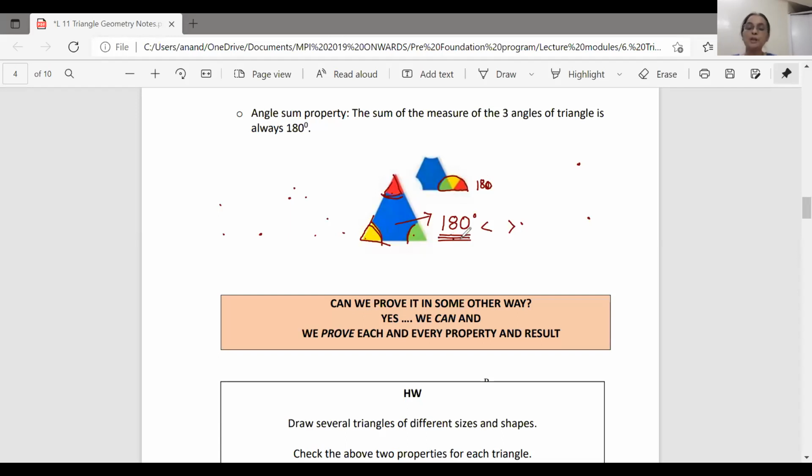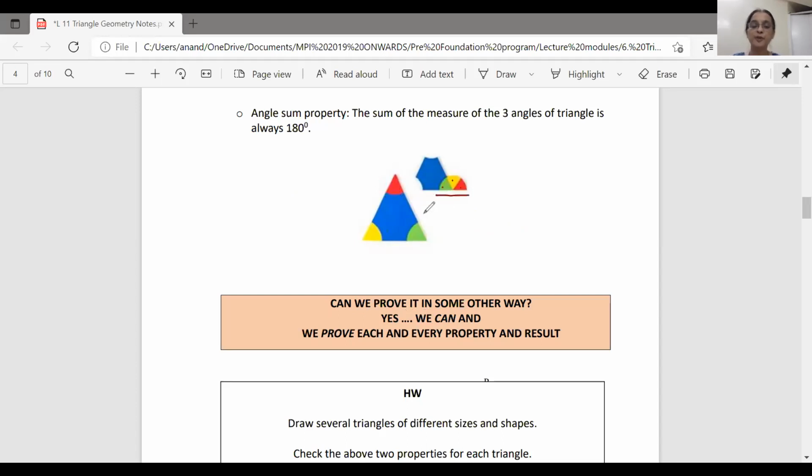So this is called the angle sum property, and this is one way of proving. This is the diagram way, or we can say a model way of proving that 3 angles of a triangle will be 180. But can we prove it? We can prove it in many other ways. And in our courses, as we go ahead with MPI, we will be proving every result very, very methodically. But we will be proving this, that the 3 angles of a triangle will always add up to 180.